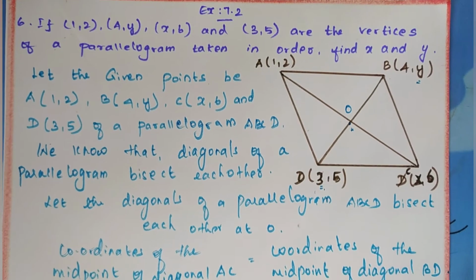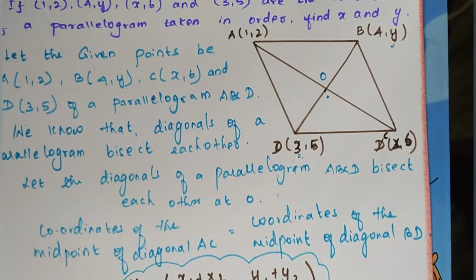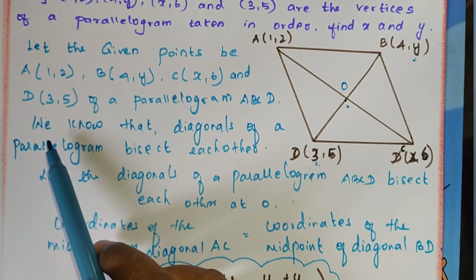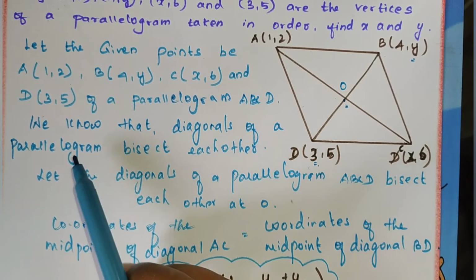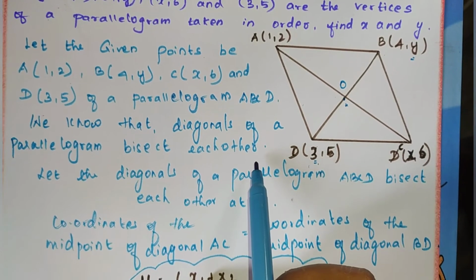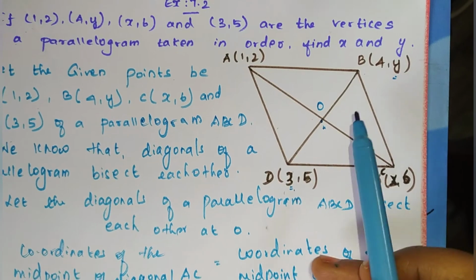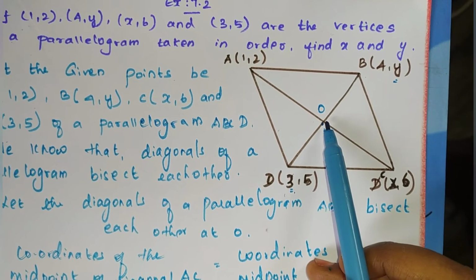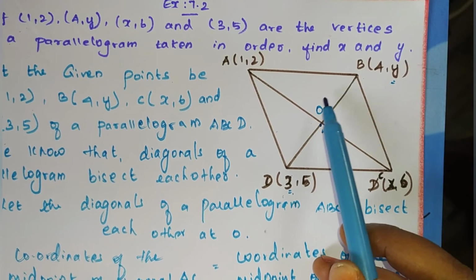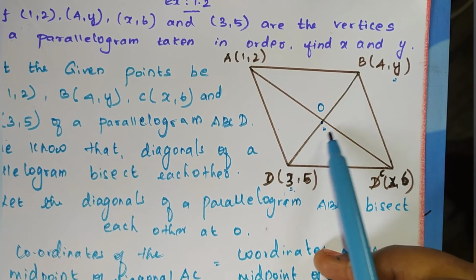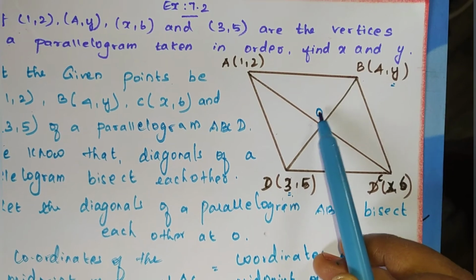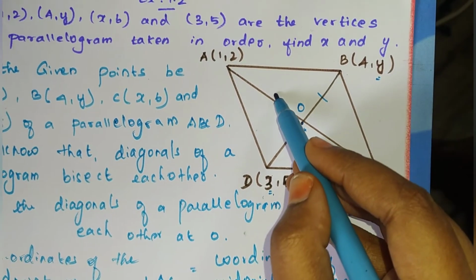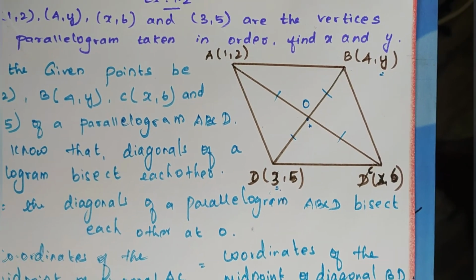So children, what we know is that in a parallelogram, the diagonals bisect each other. Bisect means it divides the line segment equally. So how can we find this midpoint, the bisecting point? By using the midpoint formula. OB and OD will be equal, and OA and OC will be equal.